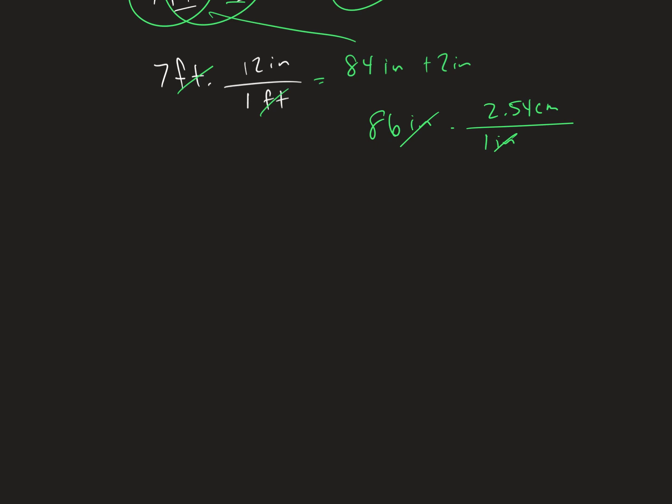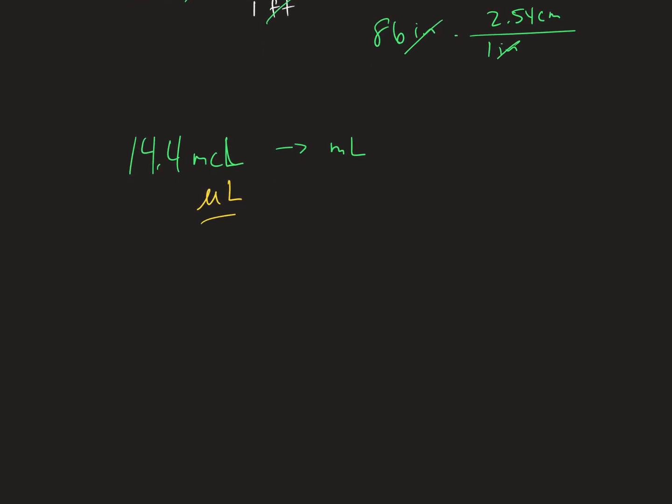All right, and the last one says 14.4 MCL to ML. What is MCL? Does anybody know? Microliters. And that's another way to write it, to milliliter. Why do we have MC? Because that's what they use in medical, and that's where you guys are going into, and that's why it's in here. But for science, that's what we use.